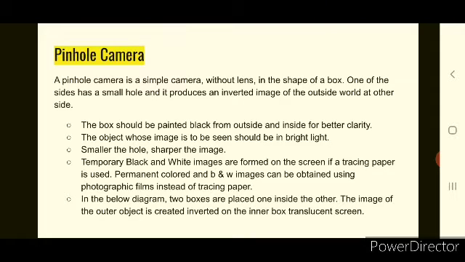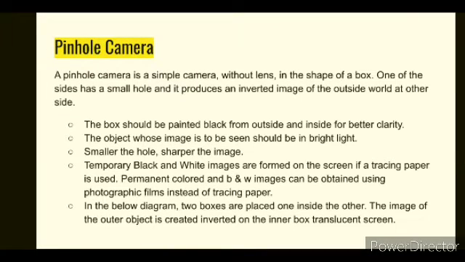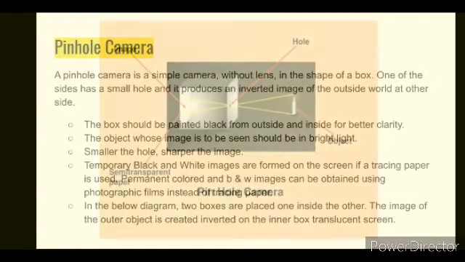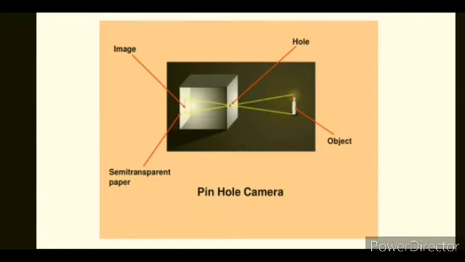In the diagram given in the next slide, two boxes are placed, one outside the other. The image of the outer object is created inverted on the translucent sheet of the inner box. This is the diagram of a pinhole camera.